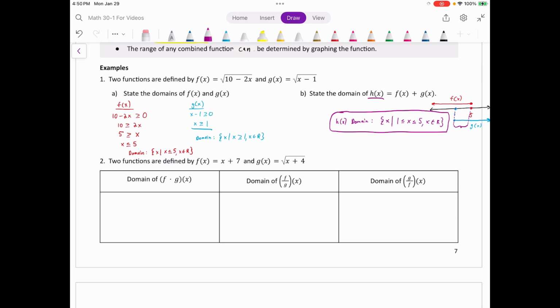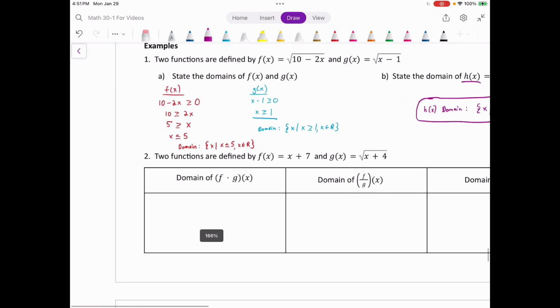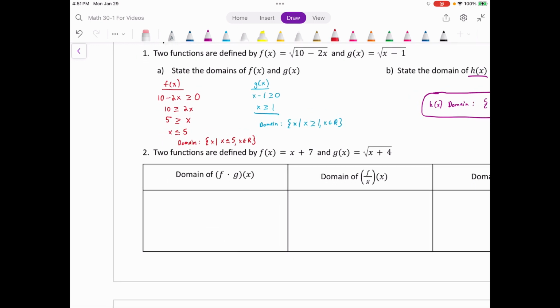Okay, if we look at number 2 here, the final example, two functions are defined by f of x equals x plus 7 and g of x equals the square root of x plus 4. It wants us to state the domain of f times g of x. Well, again, we can just think about this. What is the domain of f of x? What is the domain of g of x? And then what domain is common to both of those?